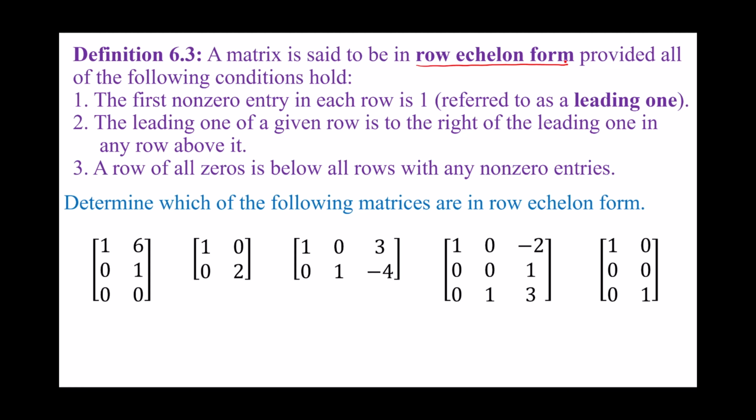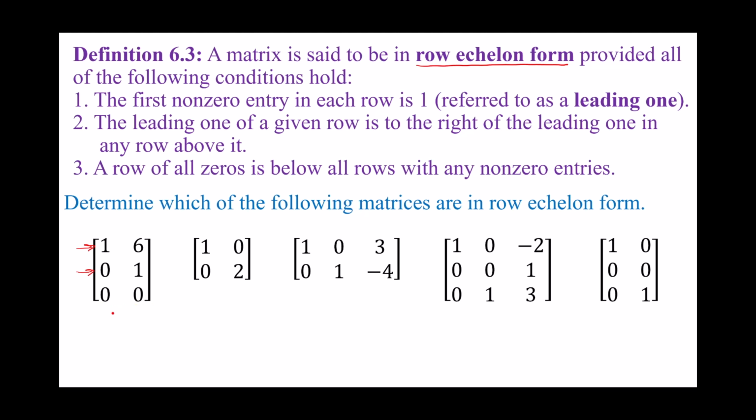Determine which of the following matrices are in row echelon form. So we'll check for each matrix these 3 conditions. If they all hold, then it is in row echelon form. So number 1, the first non-zero entry in each row is 1. So this first row, the first non-zero entry is a 1. The second row, the first non-zero entry is a 1. And the third row is all zeros.